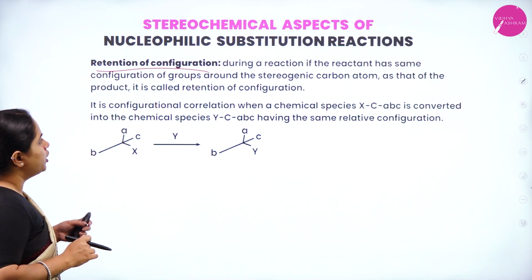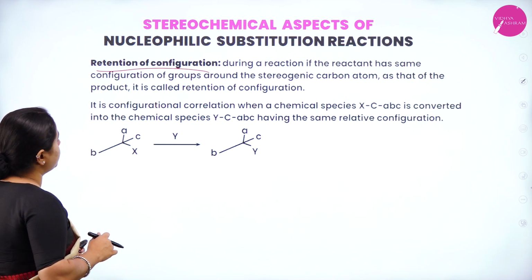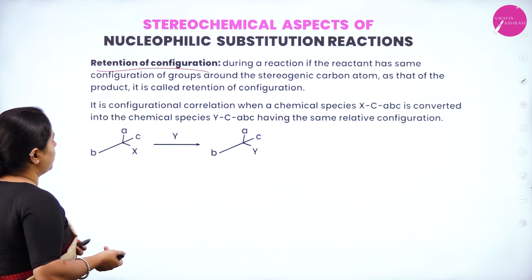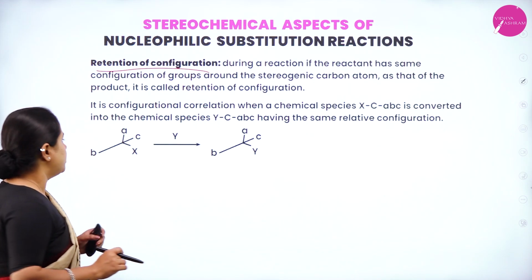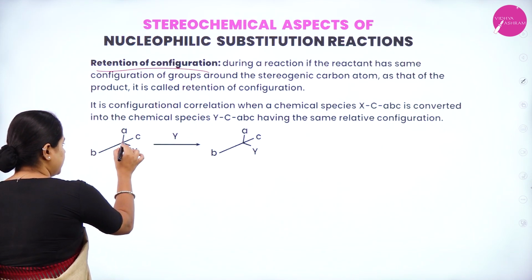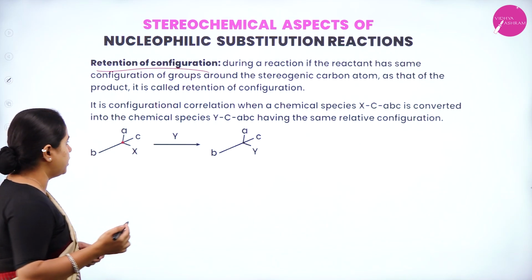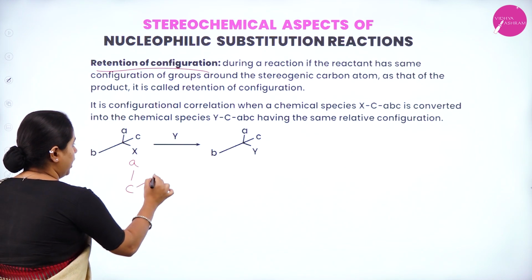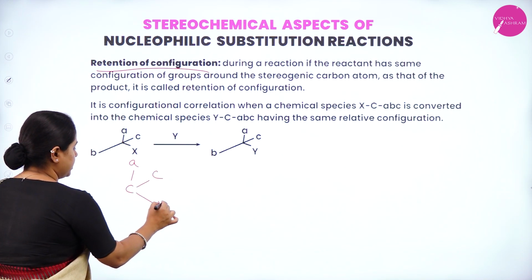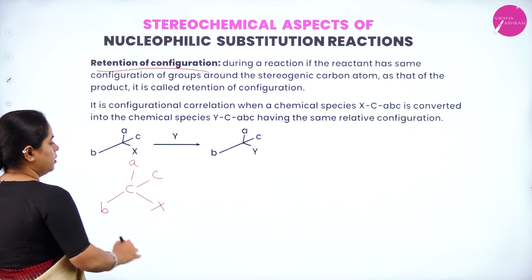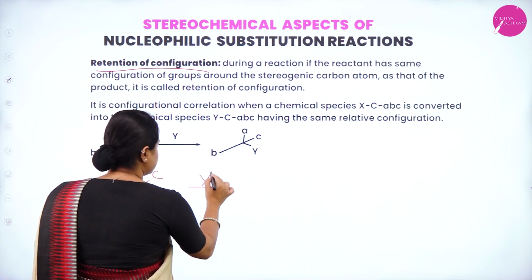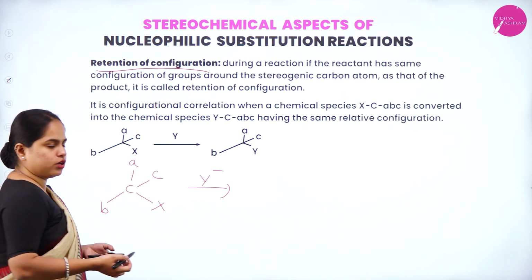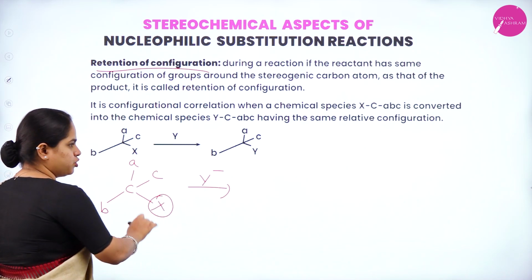During a reaction, if the reactant has the same configuration of groups around the stereogenic carbon as that of the product, it is called retention of configuration. In the example shown here, that is your carbon atom. To this carbon atom you have an A attached, another carbon attached, an X attached, then a B attached. Now Y minus is the nucleophile that is going to attack here. Substitution will take place, and X will be substituted by Y.